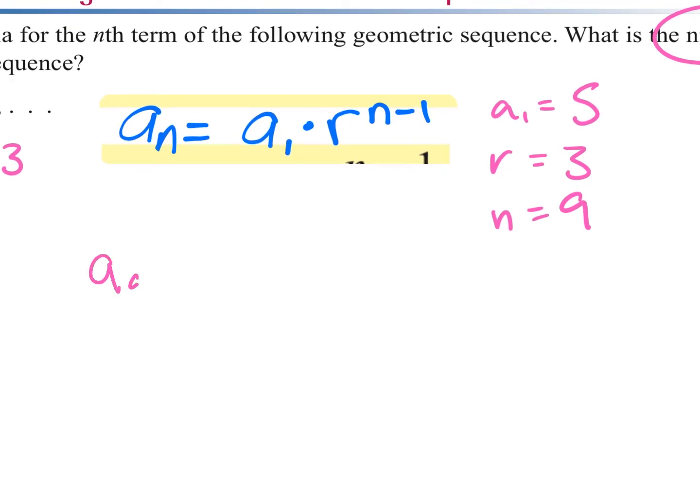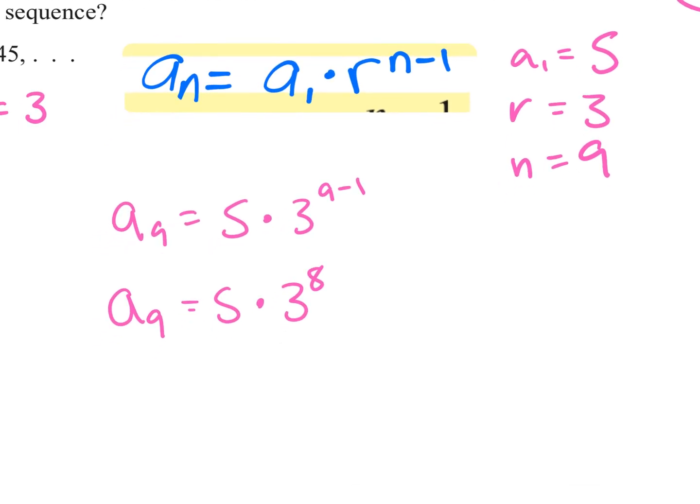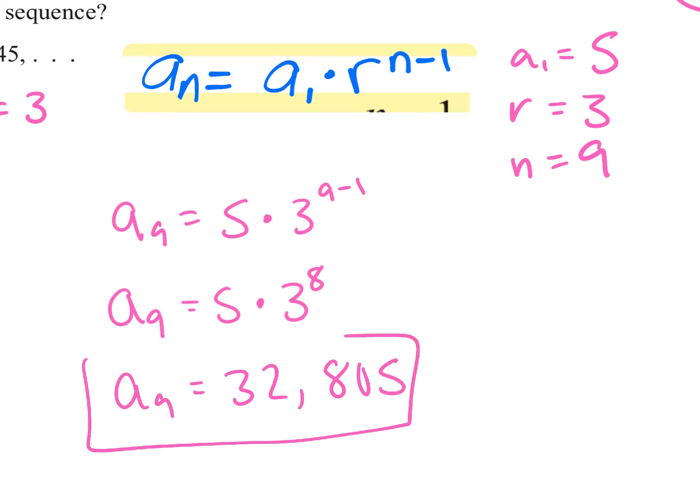So we're looking for the 9th term. So a sub 9 is 5 times 3 to the power of 9 minus 1. So we want to do 3 to the power of 8 first, and then multiply times 5. 32,805. So that is our 9th term.